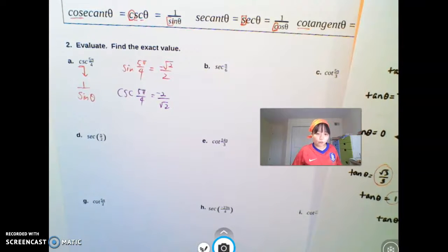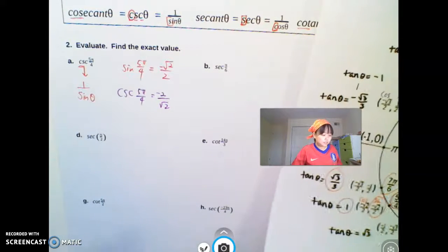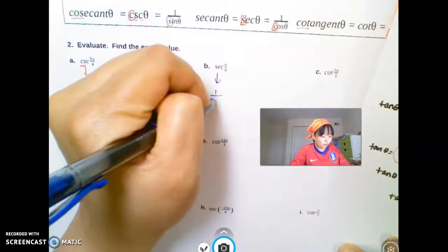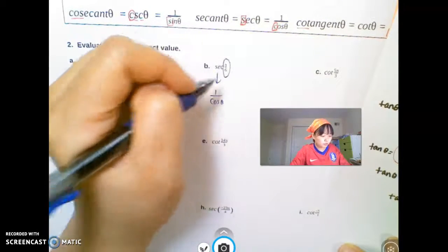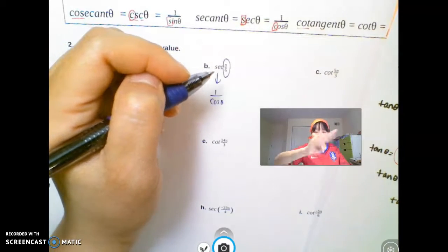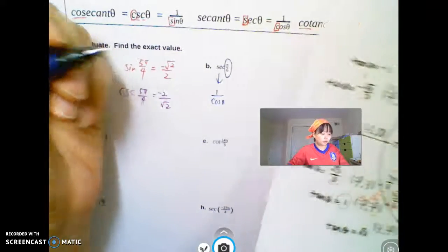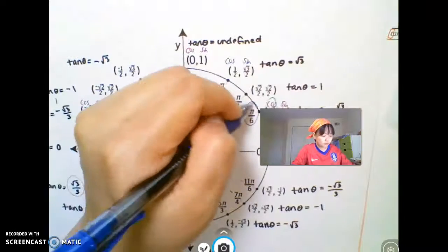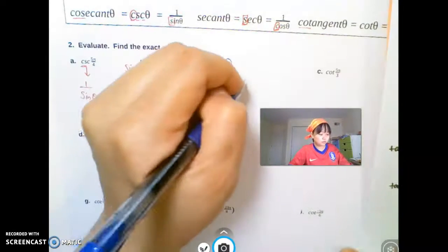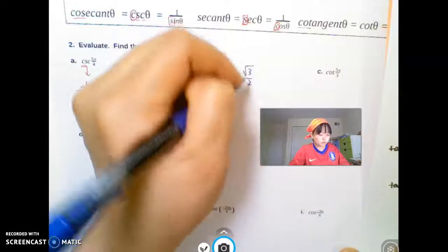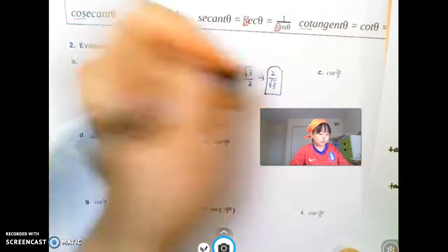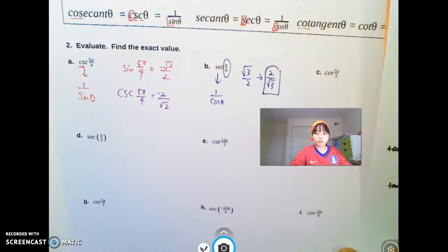Secant at pi over 6. So secant is the flip of cosine. So you have to look for cosine of pi over 6 and then flip it. Flip the fraction. Cosine of pi over 6 is root 3 over 2. So it is root 3 over 2. And then you just flippity flip. Done. This is it. 2 over root 3.